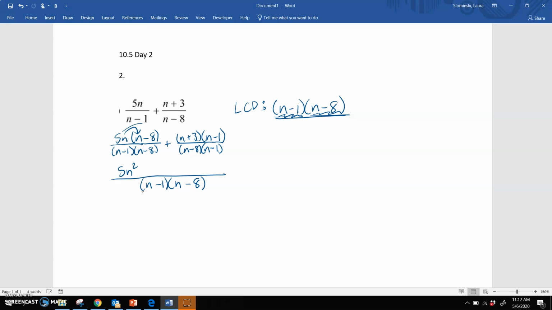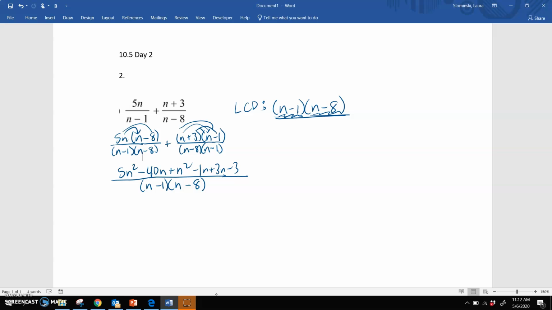I get 5n squared minus 40n. The nice thing about addition is I don't have to worry about distributing the negative. So plus, and you can either use the box or FOIL, I have n squared minus 1n plus 3n minus 3. So we're always going to expand the top. You can leave the bottom in factored form.